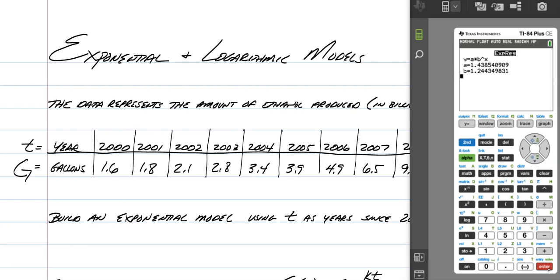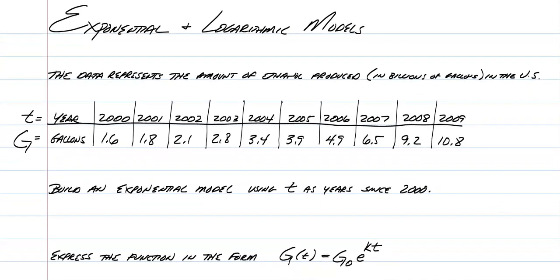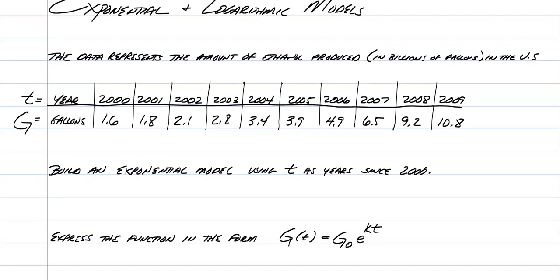Okay, so we're not going to need this calculator anymore. So all we have to do now is write that. Since we're using G and T, we're going to say that G is equal to 1.439 times 1.244 raised to the T power. Okay, so that is the exponential model.